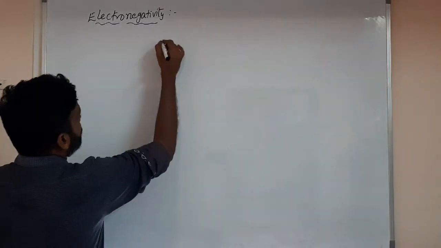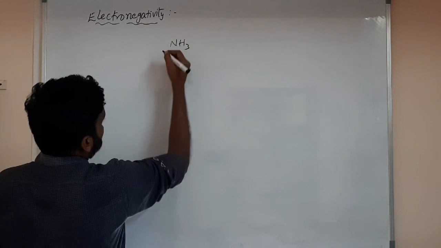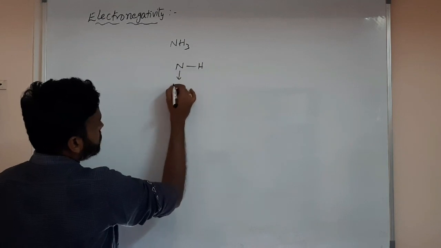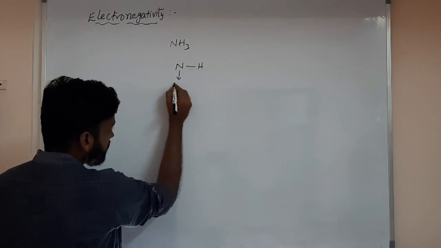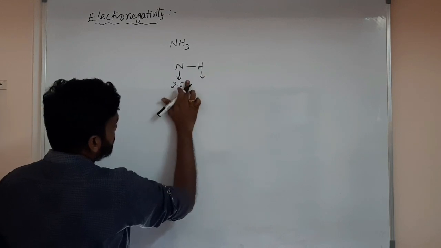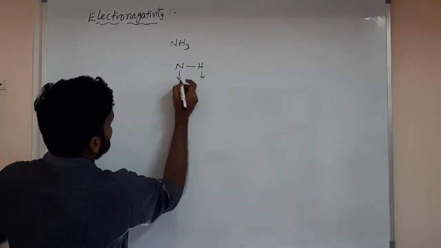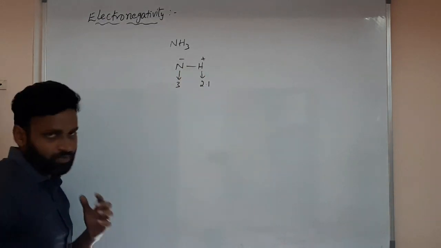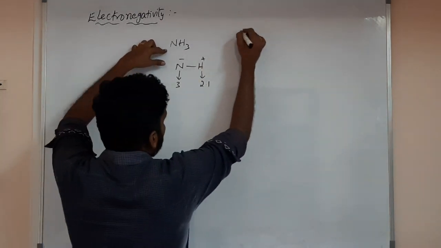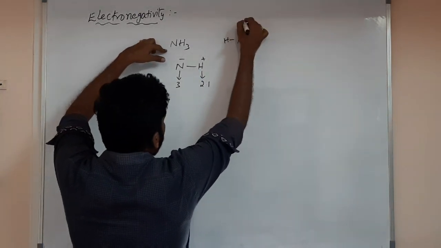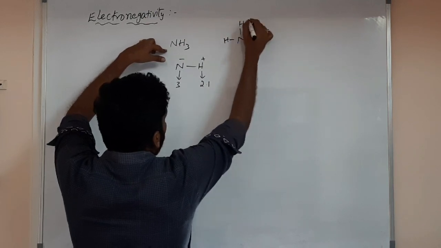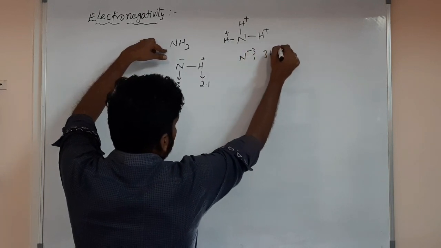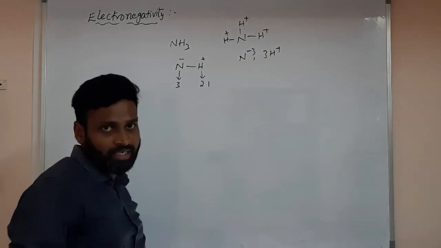And please remember, I will give you one example. Suppose here nitrogen is there. So what is the charge difference? See here, nitrogen's electronegativity value is 3 and hydrogen is 2.1. So nitrogen gets negative charge and hydrogen gets positive. So here you have 3 hydrogens, like this in ammonia. So H plus, H plus, H plus and N minus 3. So N minus 3 and 3H plus, like that. Of course it's covalent, but I am telling you the charge difference like that.